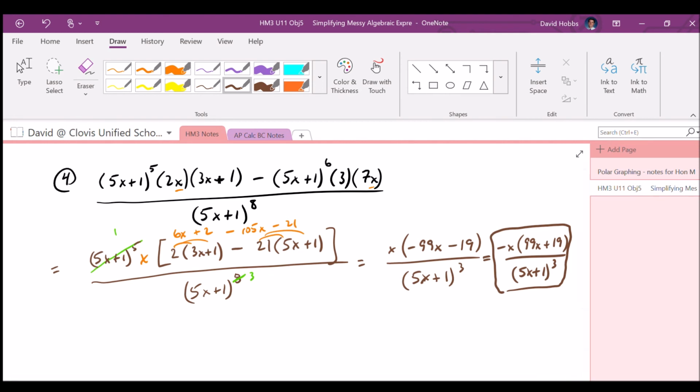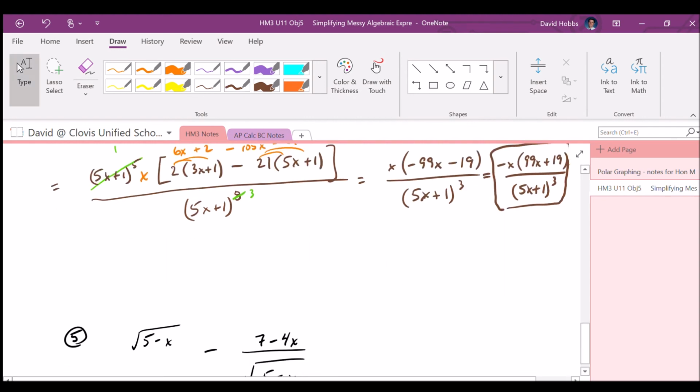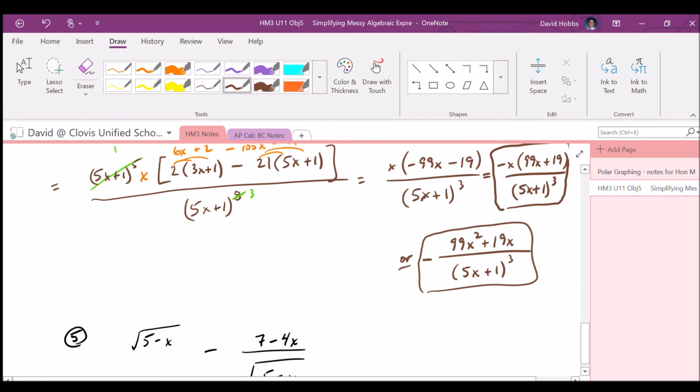Okay. You could also write it like this. And I know I've shown you guys this before. You could bring the negative and just kind of line it up with the fraction bar. And you could actually distribute the x then. And you could have 99x squared plus 19x, and then (5x plus 1) quantity to the 3rd. And that one's actually nice too, because we don't have the parentheses in the numerator and yet just the one negative, and it's lined up with the fraction bar, meaning that the whole fraction is negative, meaning that you would distribute that negative to the numerator.